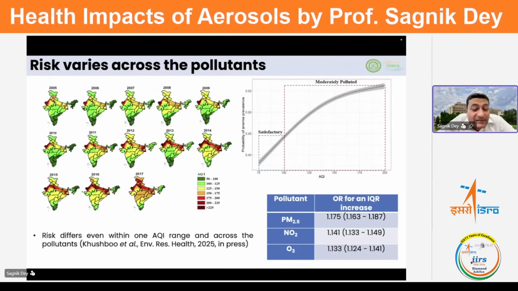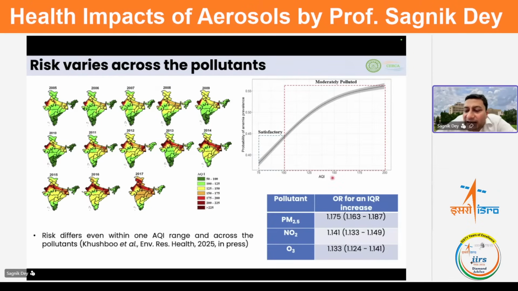More recently, we published this paper, 2005 to 2017, on how the air quality index has changed over the years. And now we have also updated the data till 2023. And then we used health data from the National Family Health Survey. Here I'm showing one example where we looked into anemia among women. Anemia is detected based on the hemoglobin measurement in the survey.